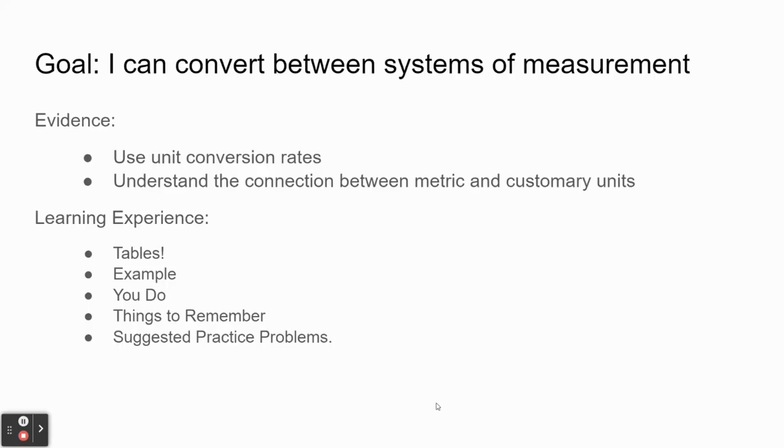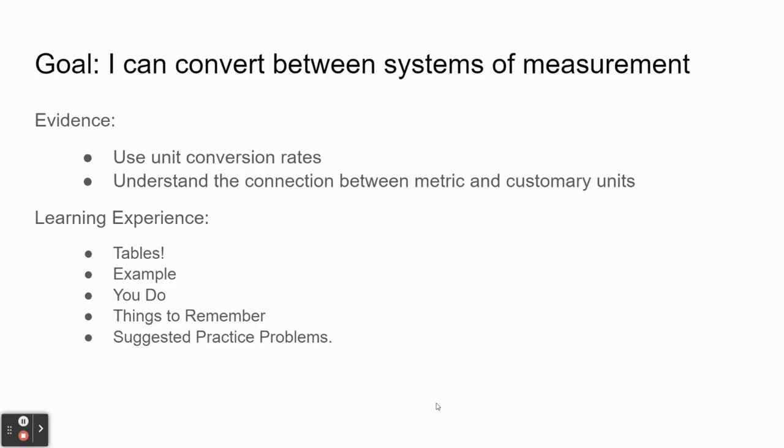Welcome to our last video for Unit 5. Our goal for today is to convert between systems of measurement. So we're going to switch between customary and metric as we so choose. Evidence-wise, we're going to use the conversion rates. They're the same ones that we learned in the last video. If you haven't watched that, make sure you go watch it. There's a card up in the top right corner there for you to click on if you need.